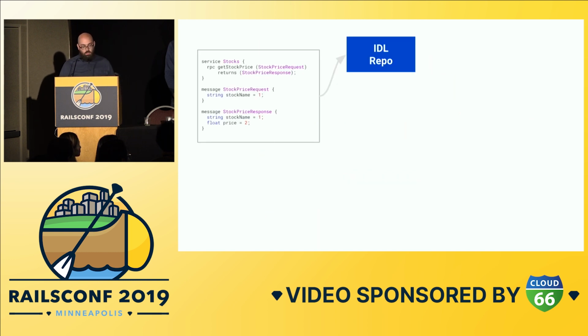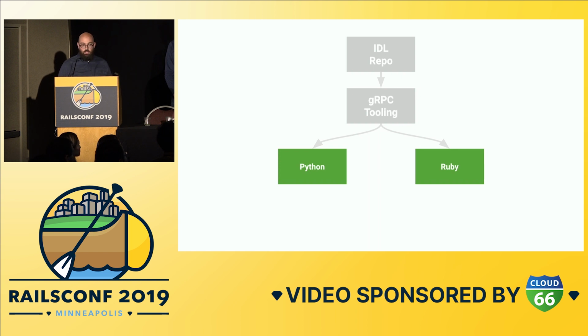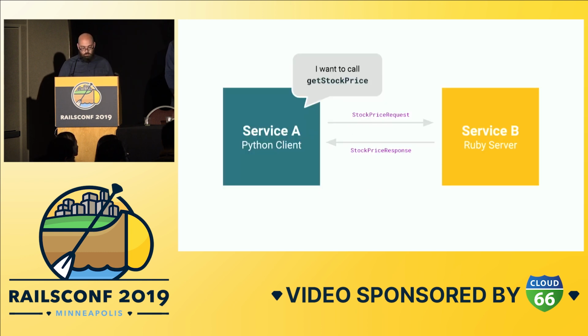And so the way it works is we have our IDL. It goes into an IDL repo. We run gRPC tooling on the whole IDL. That gRPC tooling outputs code in several languages. In this example, we have Python and we have Ruby. And then independent services can import that Python and Ruby code and use it to implement either a call to the service or a response, giving data back to a caller. So in this example, we have a Python client as service A, and it says, hey, I want to get a stock price, and I'm going to send you an explicit stock price request. Service B, a Ruby server, looks up the price and sends back an explicit stock price response.